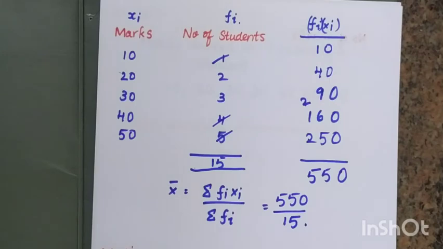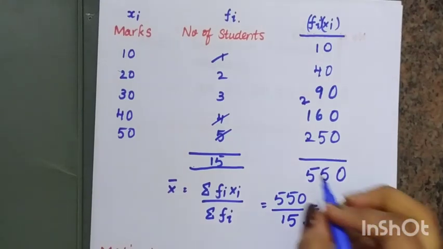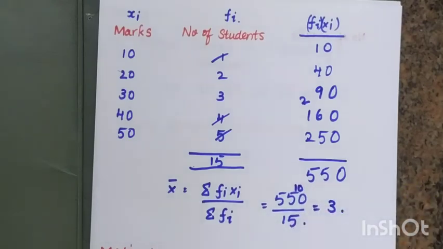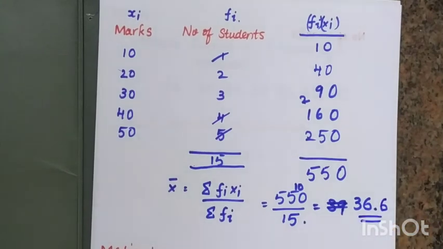15 3s is 45, 15 4s is 60. So, 15 3s are 45. And again 10 carry. Now 15 6s is 90. Now again that point, now 10 is there. Again 15 6s. So that is 36.6. Now hence for this table the mean is 36.6.